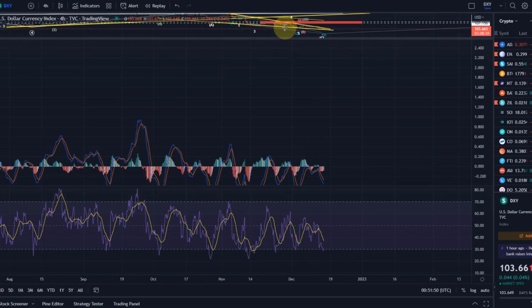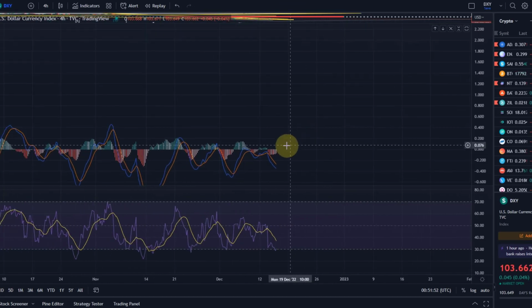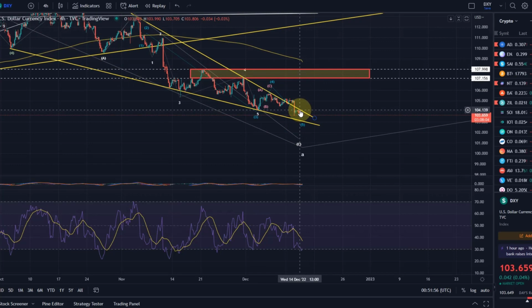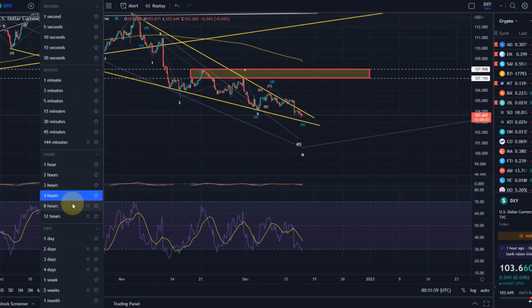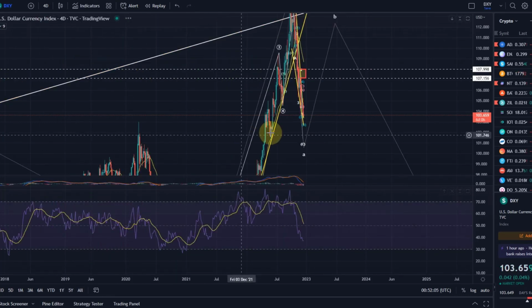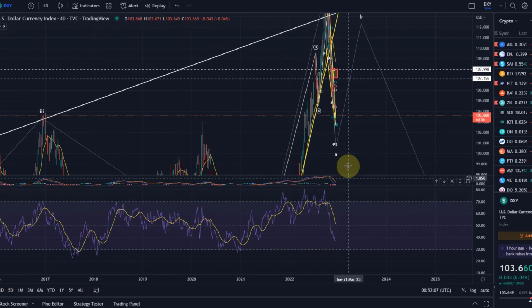In addition to that, you can see a slight reduction of negative momentum on the MACD. That would suggest that we are pretty much at the end of this overall short-term downtrend. We're also going to take a look at what that actually means on the higher time frame.